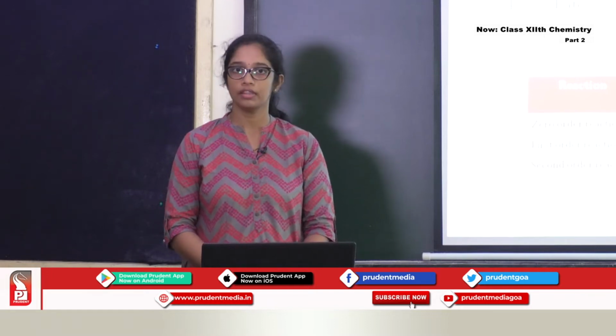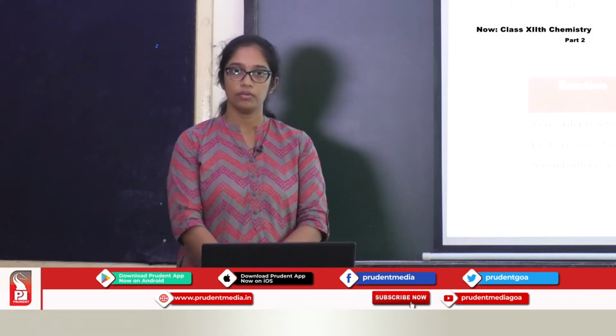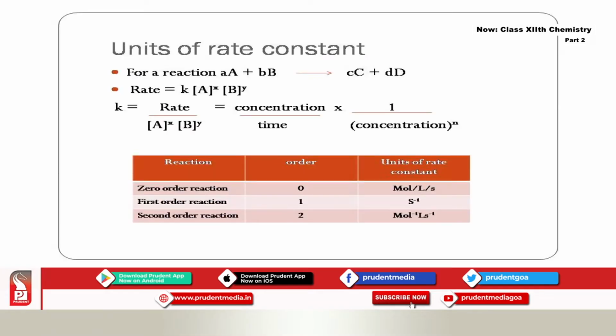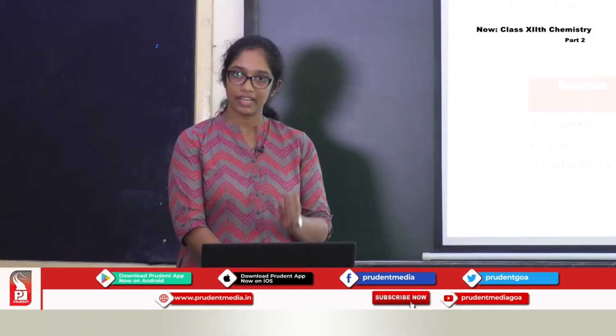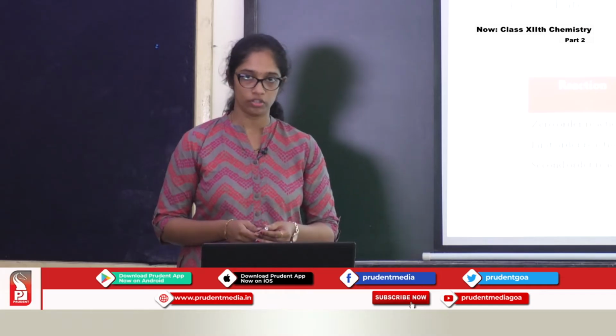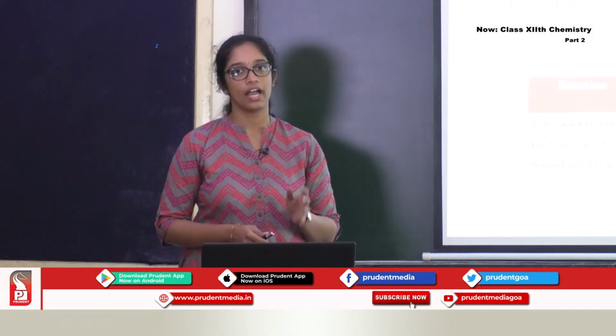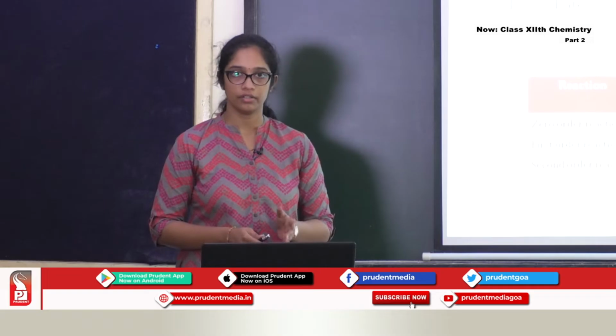Now, before we start with that, we would see what are the different units of rate constant, because the unit of rate constant depends upon the order of a reaction, whether it's first order, 0 order or whatever is the order. But the rate of a reaction doesn't depend upon order of a reaction. Rate of a reaction has the units as moles per liter per second.